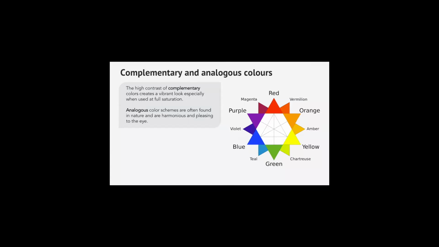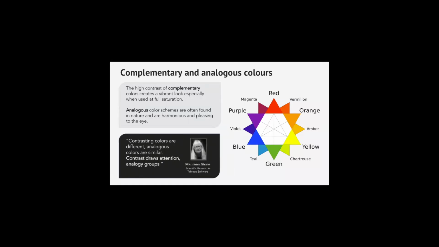On the other hand, analogous color schemes are often found in nature and are harmonious because they are sequential. In Tableau, this could be used to color the intensity of a measure or in a heat map. Maureen Stone, a scientific researcher at Tableau Software, who created the vision in terms of color for Tableau, has a quote that says contrasting colors are different, analogous colors are similar. Contrast draws attention, and analogy groups. This is really simple, but so important as a base in color theory.